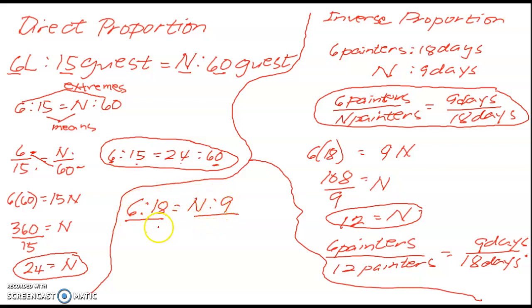Diretso mo na, 6 times 18. So, 6 times 18 equals 108. And then, over, kasi n times 9 yan, di ba? Or 9n na yan. So, over 9 mo siya equals n. And then, 108 divided by 9 equals 12 pa rin over n.